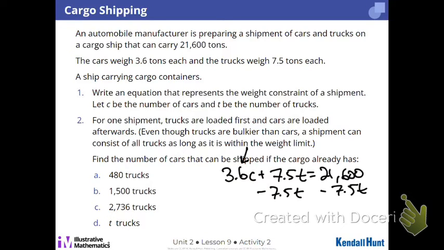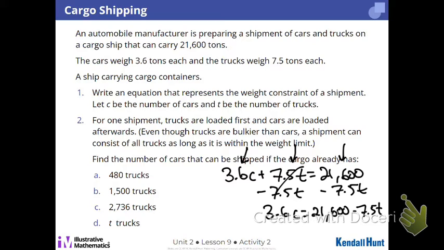Again, here's my weight in cars, my weight in trucks, my total weight. If I know trucks, I need to find cars, so I'm going to choose to isolate cars first. And this makes sense in context. Check it out: if I take all my weight and take away the trucks, what am I left with? The weight of the cars.